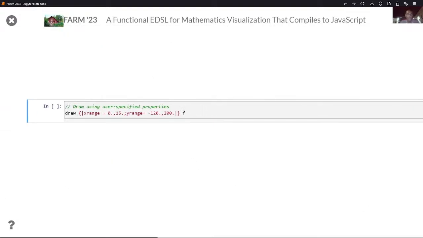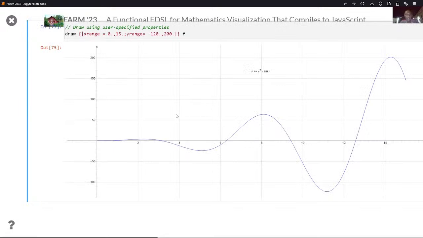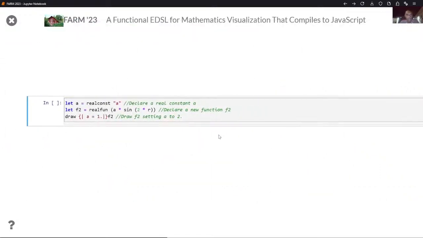Now, if we want user-specified properties, here's how we do it in Sylvester. When we draw it like this, we're specifying that we want the x-axis range to be a particular value, and we want the y-axis range to be a particular value. So we can customize how the visualization is rendered using parameters we pass to the draw command.